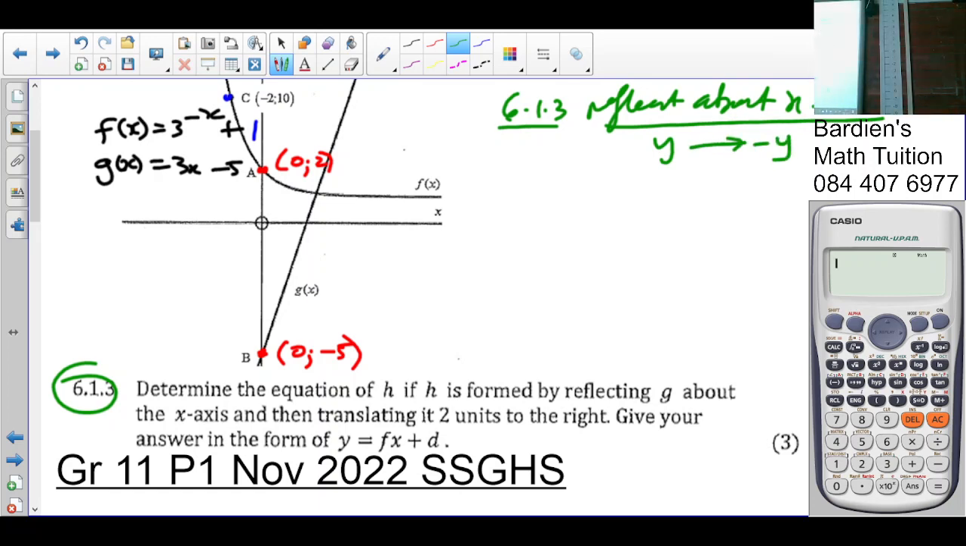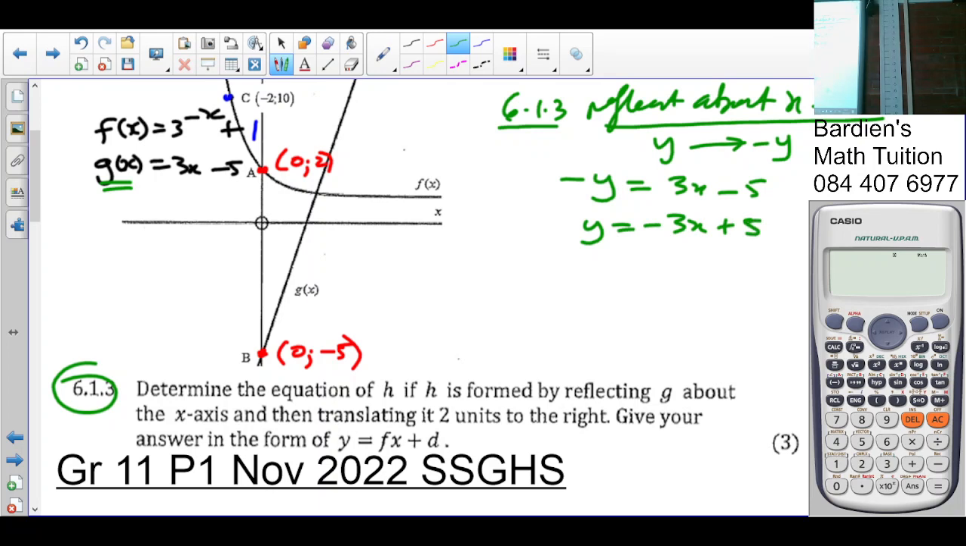So it's the graph of g, and the y becomes negative. So negative y is equal to 3x minus 5, so y is equal to minus 3x plus 5. That's the graph if it's only reflected above the x-axis.